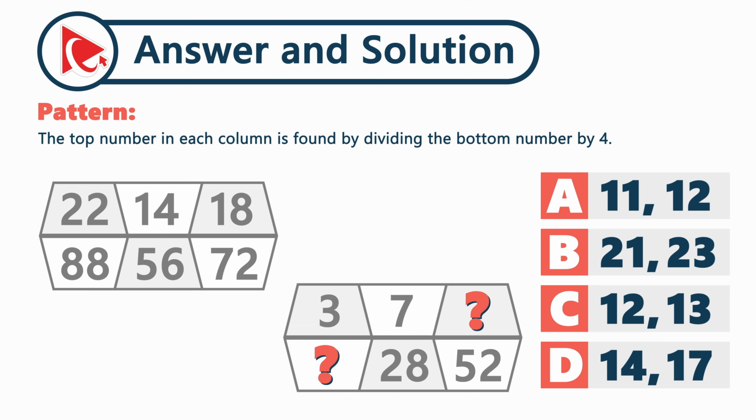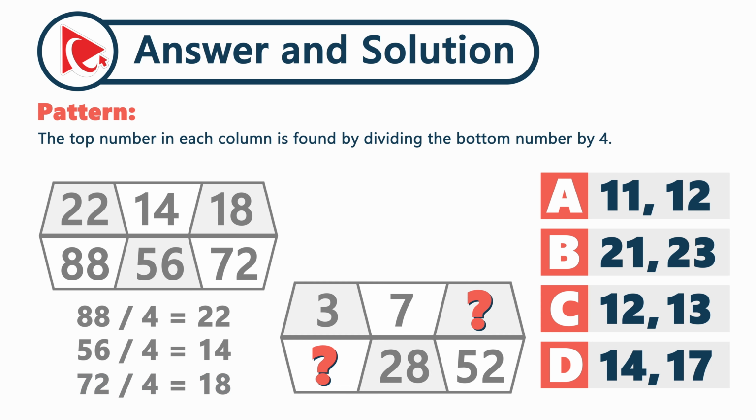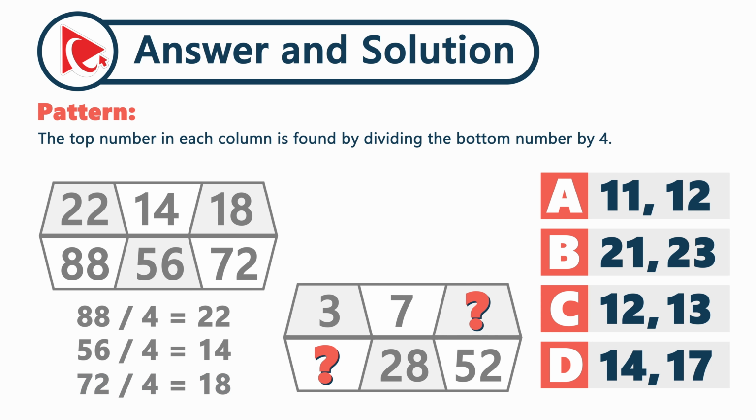Let's look at the example in the first treasure box to confirm our hypothesis. 88 divided by 4 equals 22. 56 divided by 4 in the middle column equals 14. 72 divided by 4 equals 18. Now we can unlock our treasure box by calculating the missing numbers.